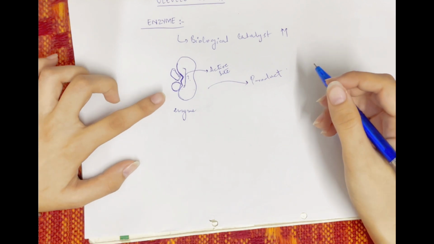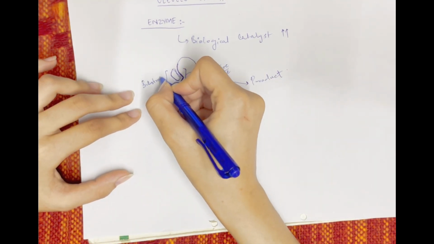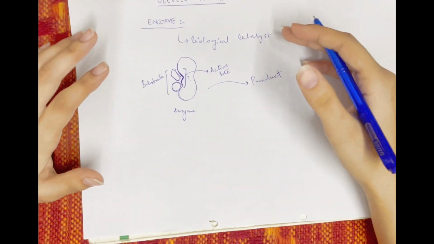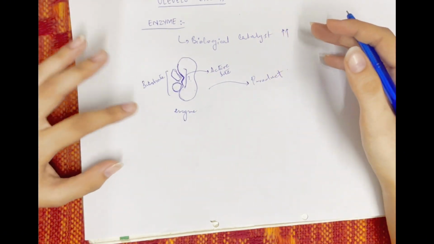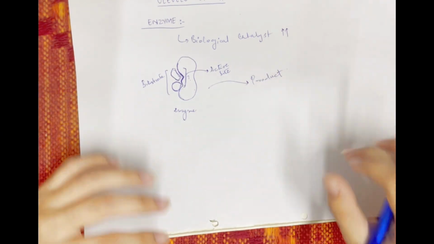So what is a substrate? These two are substrates. Substrate can be one, substrate can be two, they can be multiple in number. However, the product is always supposed to be one. This is something that we need to remember.